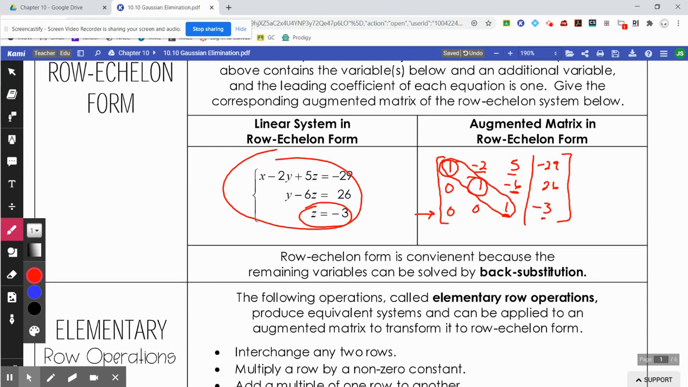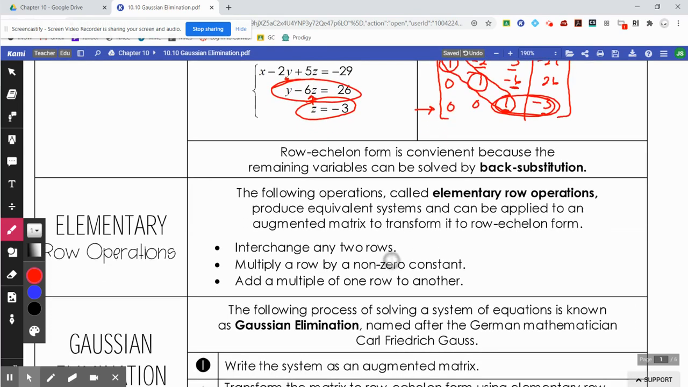Row echelon form is convenient because the remaining variables can be solved for by back substitution, because we know what z is. Now that we know what z is, you could go back and plug that in for z into this one, and you can figure out what y is. And then now that you know what y and z are, you can plug them back into this one, and you now know what x is. So that's called back substitution.